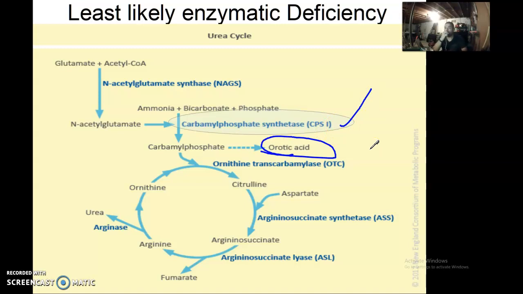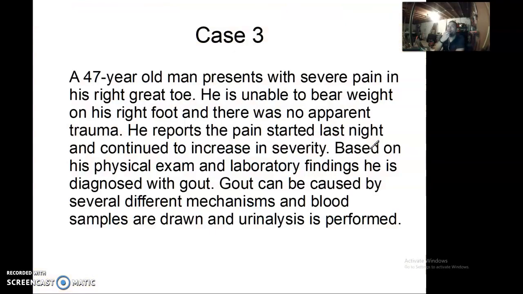So moving on from there, we move to case 3. This is a 47-year-old man, presents with a severe pain in his right great toe. He's unable to bear weight. These are very classic signs for gout. This buildup of uric acid creating crystals in our small tissues and causing joint damage.